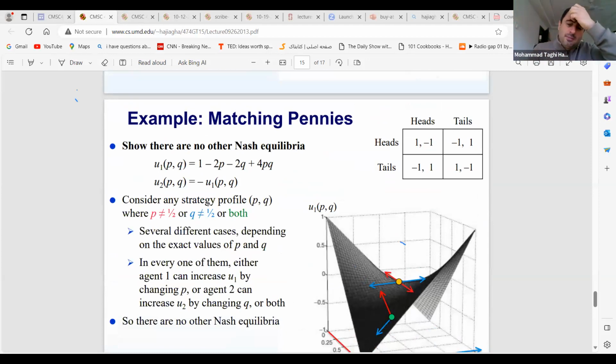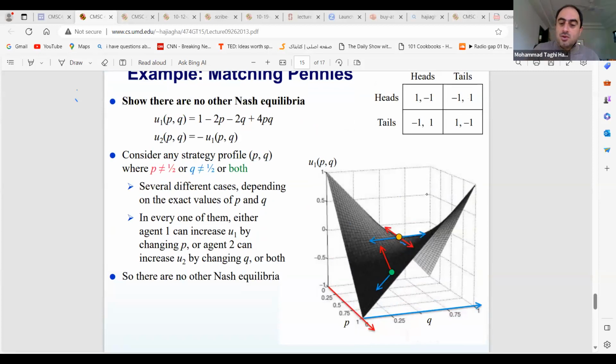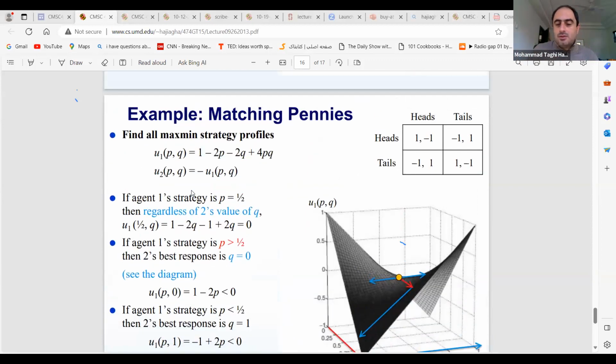From this diagram, you can also argue that there is no other Nash equilibrium, because if there is any other place here, it would be much easier to see in the diagram. If you change your position to any other place, there is always a way to fall. So that's the only Nash equilibrium that exists for this case. So the set is the same as the maximin value and minimax value. You can compute the maximin value or minimax value, and this is a unique one.